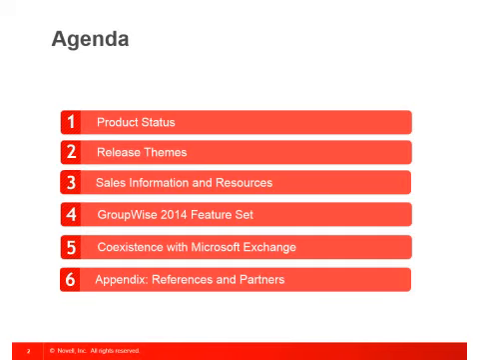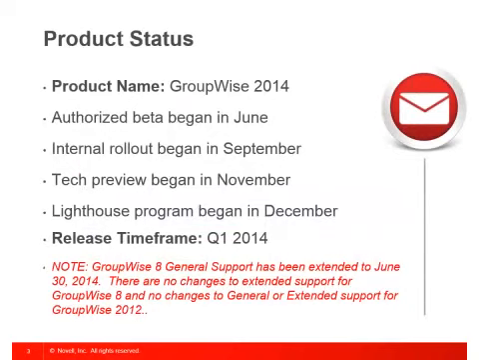So starting off, we will talk about the product status. As I've already mentioned, the product name is GroupWise 2014. It has been in authorized beta since last June, so it's had a very long beta, which helps us bake the product and make sure that not only it meets production deployment needs, but also that the feature set is clear and complete, and that it has got buy-off from not only our engineering and QA teams, but also a robust set of customers who have been actively participating in that.